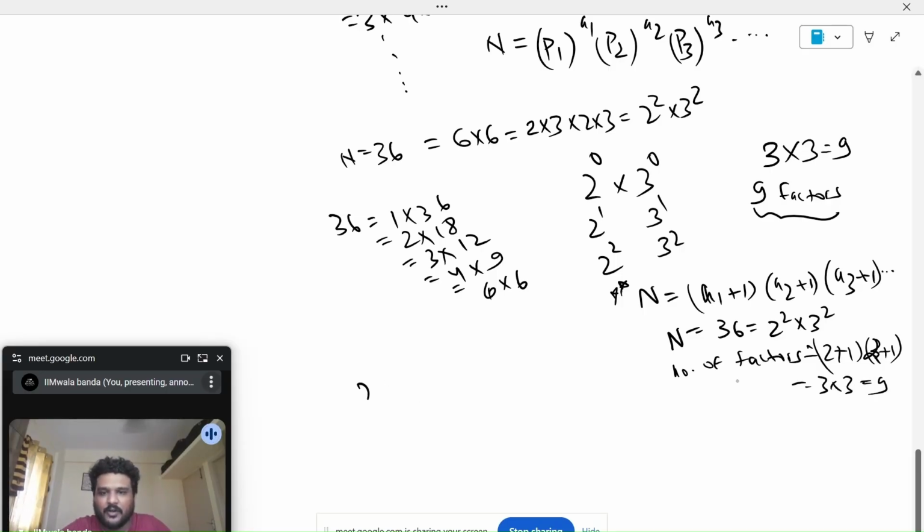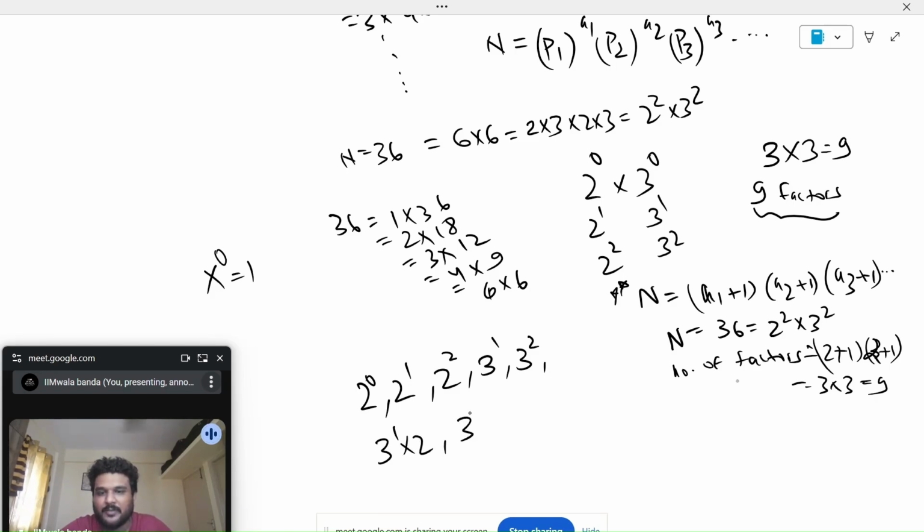Now let's manually find it out. 2 to the power 0 will definitely be a factor. 3 to the power 0 will also be a factor, but that is also 1, right? Any number to the power 0 is 1, right? So I am not writing 3 to the power 0 because it is also 1. It's a repeat. 2 to the power 1 is a factor. 2 to the power 2 is a factor. 3 to the power 1 is a factor. 3 to the power 2 is a factor. 3 to the power 1 into 2 is a factor. 3 to the power 2 into 2 is a factor. 3 to the power 2 into 2 to the power 2 is also a factor. See, nothing is getting repeated so far.